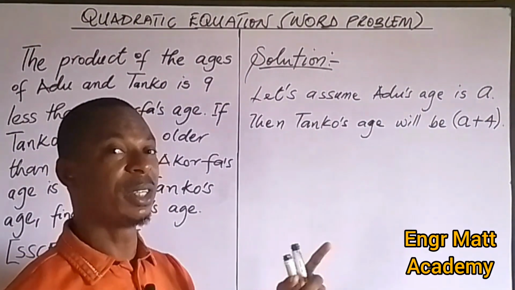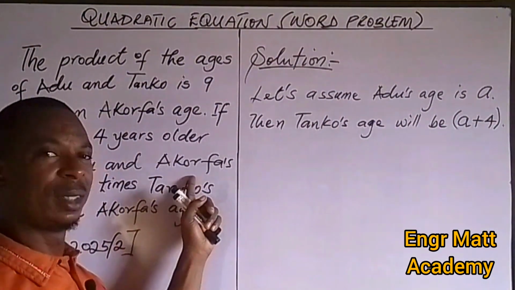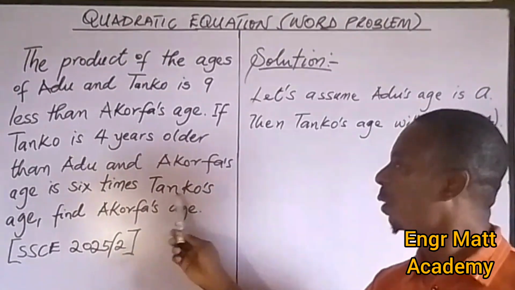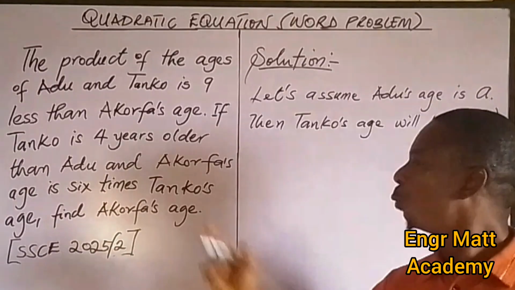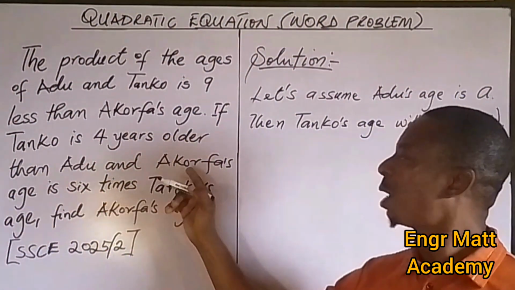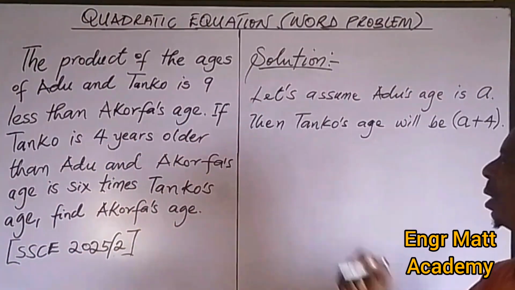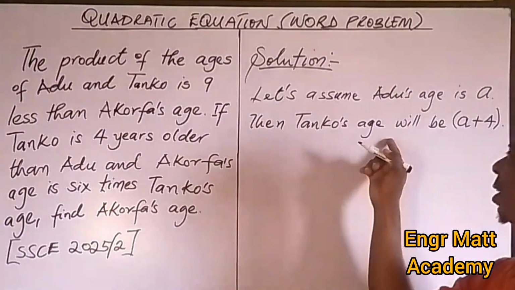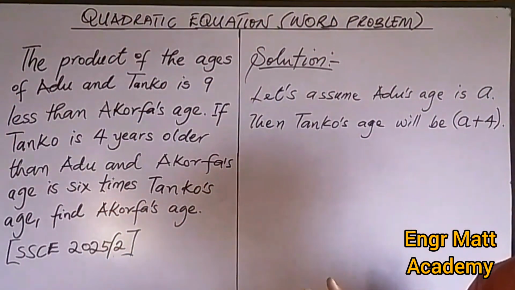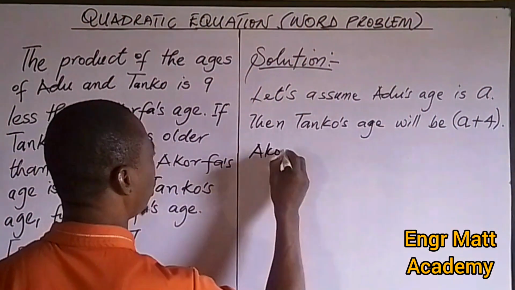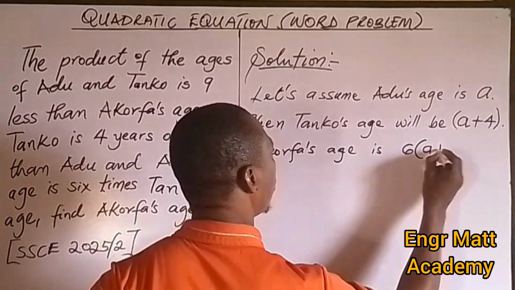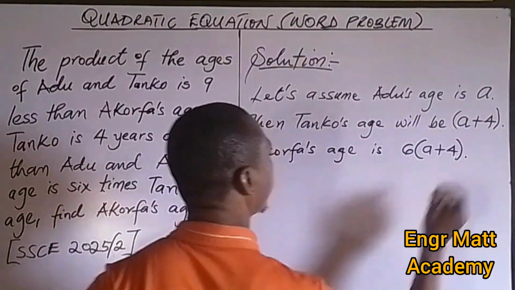What about the third person, Akofa? Akofa's age is 6 times Tanko's age. It means we know Tanko's age and multiply it by 6 to give us Akofa's age. And we already have Tanko's age here, A plus 4. So let's do the multiplication. Akofa's age is 6 times A plus 4.